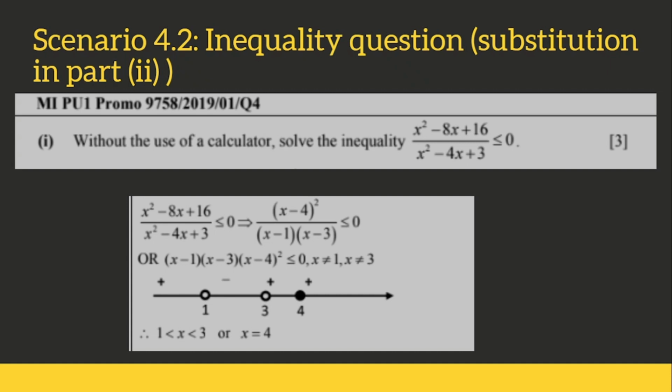And then you just see which portions of the graph are positive and which parts of the graph are negative. So in this case, it will be 1 < x < 3, or x = 4. And so why x = 4 is because if you look at the original equation, if you put x equal to 4, your numerator will just be 0. And that aligns with the inequality being less than or equal to 0, which is why we say x = 4.